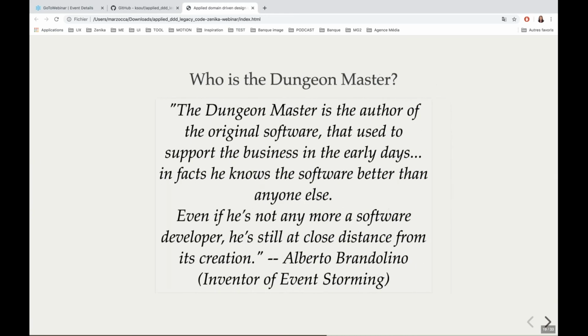So what is a dungeon master? A dungeon master is actually one of the guys that wrote the original software. So they know the history of all of that. They know how it started, how the business is done, and all the stuff. But he knows it too well, so he can't take a step back to see what is really wrong, what is really done wrong, and how we should fix it. So that's why you need to be careful with this kind of person. You need to get only the valuable and the good information. Not all the information given by the dungeon master is valuable. So you need to be careful about that.